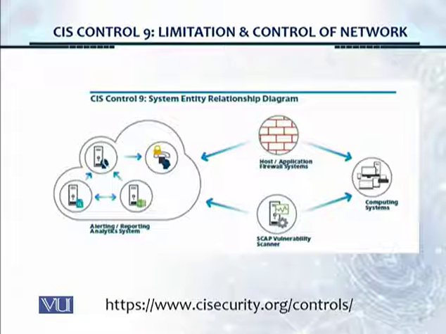So this is the system entity relationship diagram. On the left, there's the alerting or reporting analytical system. On the right, there's a computing system. And then we're going to run two types of activities, the host or application firewall and the SCAP vulnerability scanner.